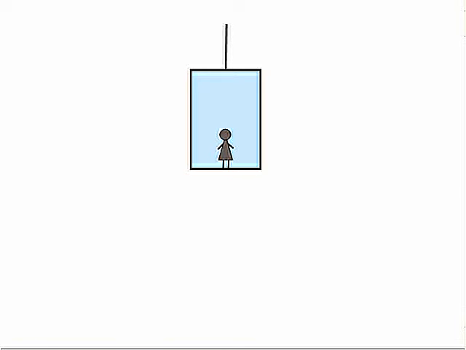So let's ask, what forces are acting on her? Well, there is the force of gravity acting downwards, which is equal to mg, and the other force acting on her is the upwards support force exerted by the floor of the lift. We will call this force P.